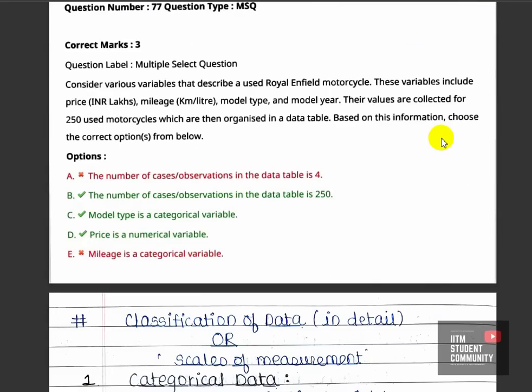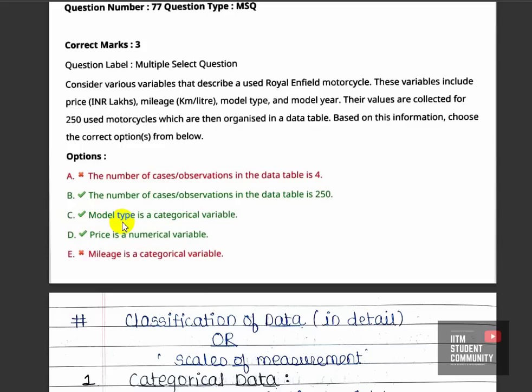The next question says, consider various variables that describe a used Royal Enfield motorcycle. These variables include price, mileage, model type, and model year. Their values are collected for 250 used motorcycles, which are then organized in a data table. Based on this information, choose the correct options from below. Now the first option says the number of cases or observations in the data table is 4. No, it is wrong, because they have clearly mentioned that they have collected values for over 250 used motorcycles. So now option B says the number of cases or observations in the data table is 250. Yes, it is a correct one.